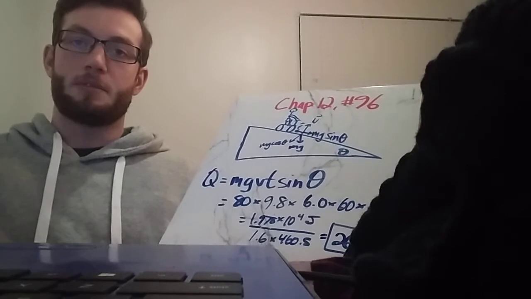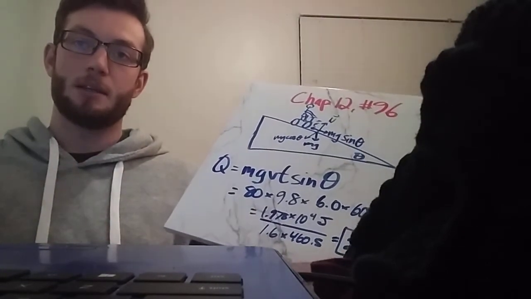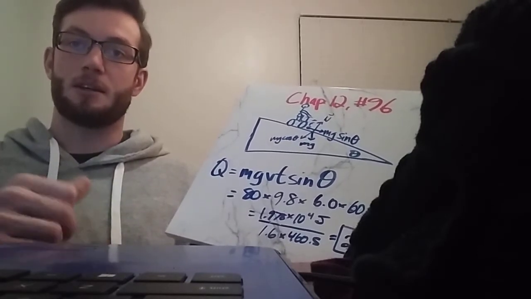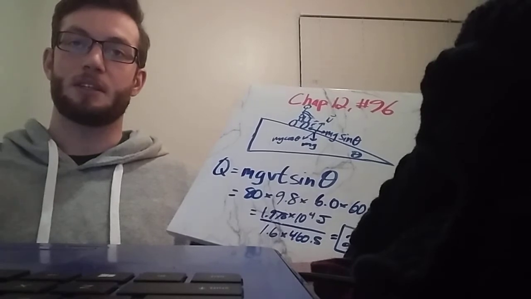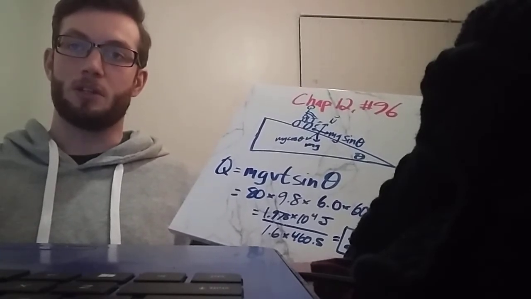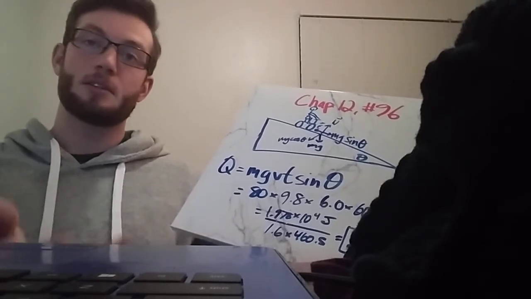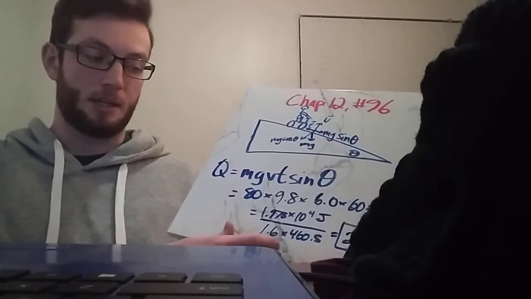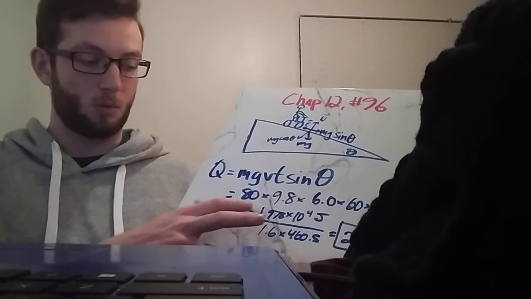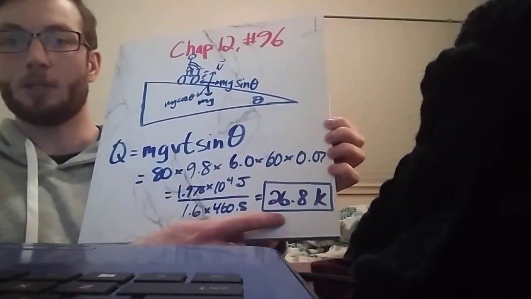Now, for our calorimetry equation, we're going to then divide that by the mass of both of our wheels times the specific heat of steel, which I just found online, 460.5. So because we've got two wheels that weigh 0.8 each, if we add those together, it's going to be 1.6 times 460.5. We do the algebra here, and we come out with 26.8 Kelvin.